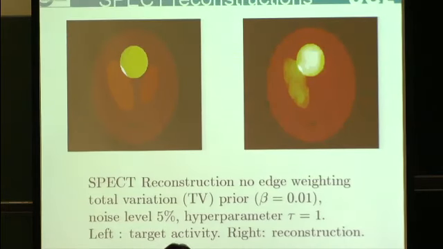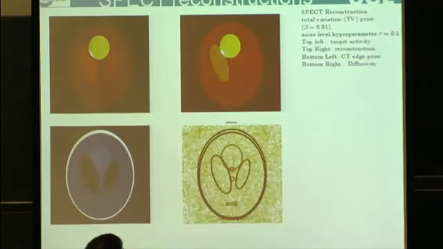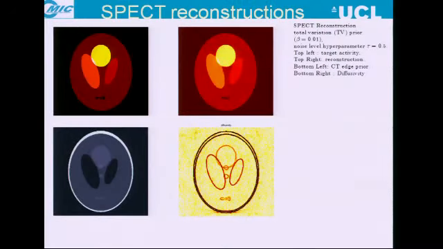And finally, in the SPECT reconstruction, we do SPECT with noise, with a limited set of angles. We get a poor reconstruction, but again, if we impose the edges, we can get almost perfect reconstruction.